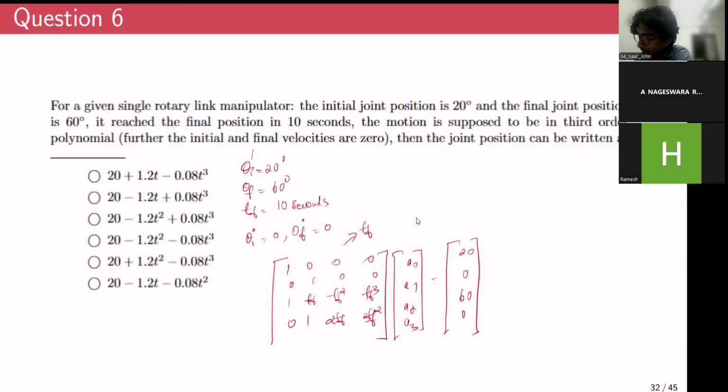And we know TF is 10 seconds. So if you substitute everything into this A matrix, and this is maybe this unknown X matrix, and you can consider this to be the B matrix. And if you invert this A matrix and multiply it with this B matrix, you will get your vector of coefficients. And you will end up with A0 as 20, A1 as 0, A2 would be probably, I think, 1.2, and A3 would be minus 0.08.